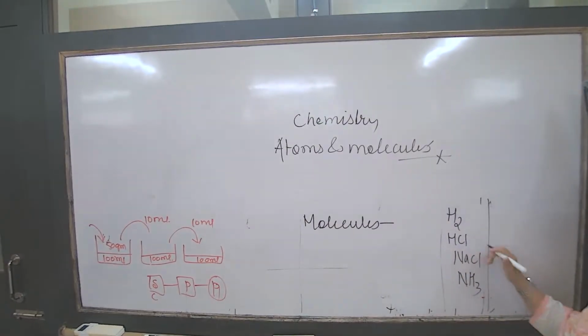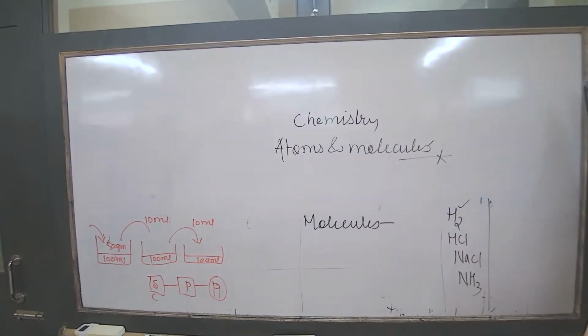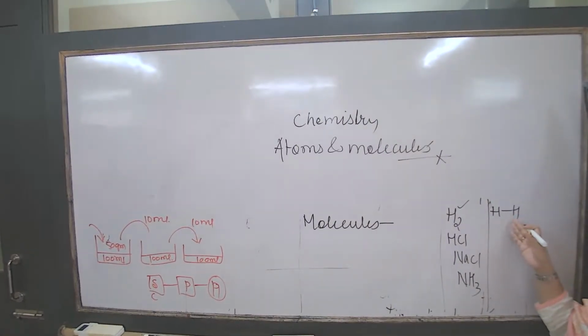Now in this, if you go with the simple one, what do you see here? H2. Two H. These two H are bonded together to form H2. This bond, in terms of our atoms, they are chemically bonded. Chemically bonded means, what is a bond? Ionic and covalent. So it may have either an ionic bond or a covalent bond.